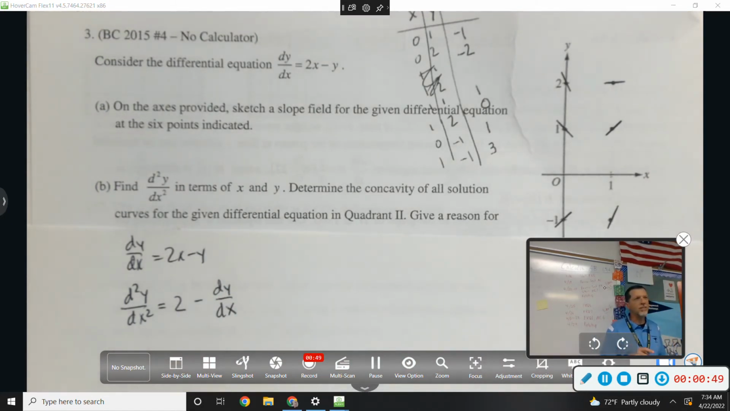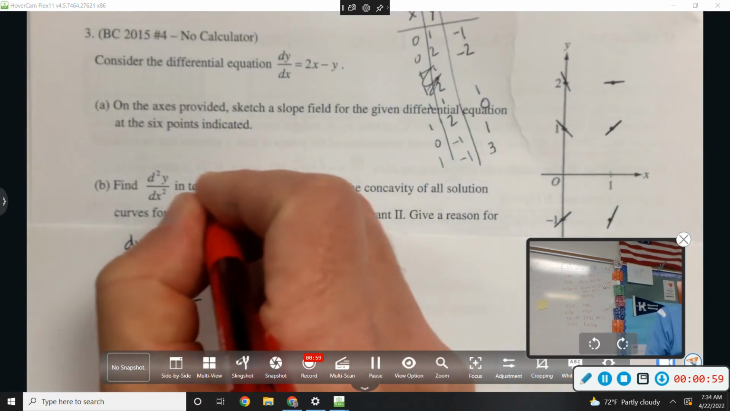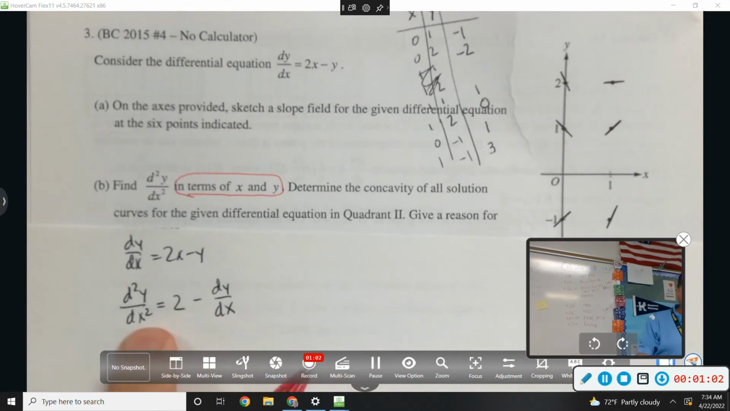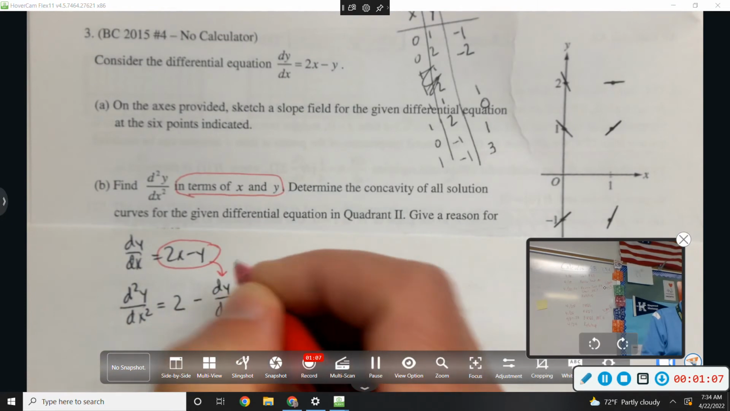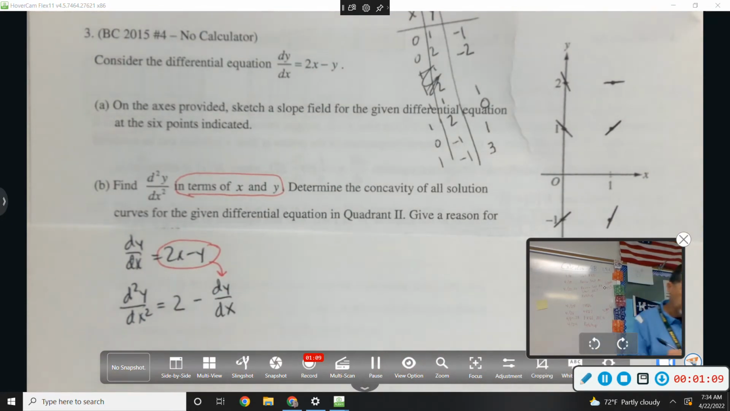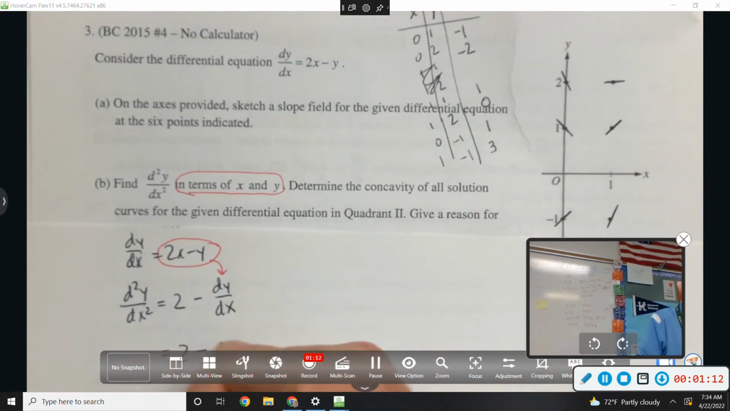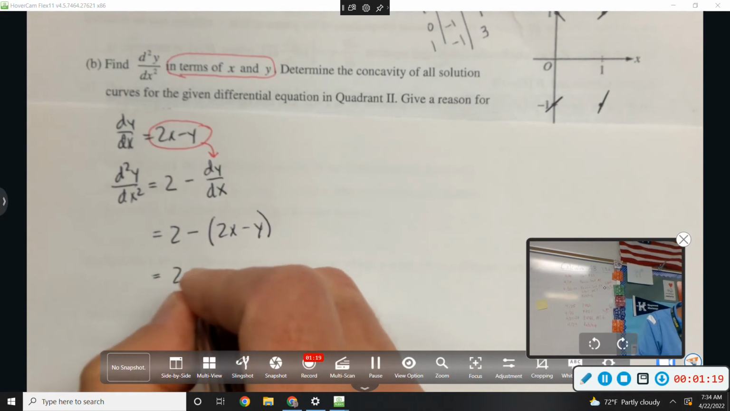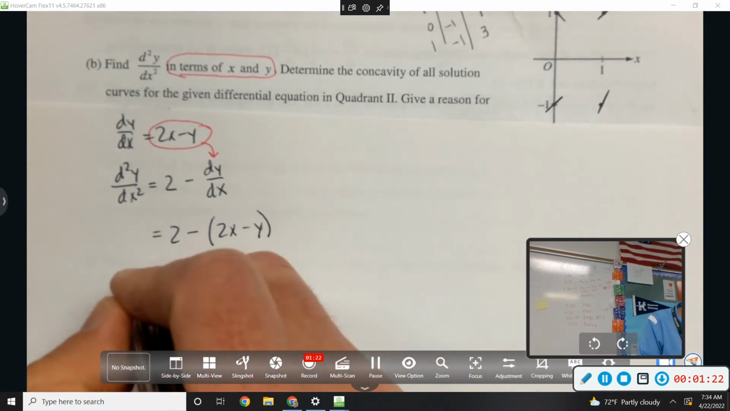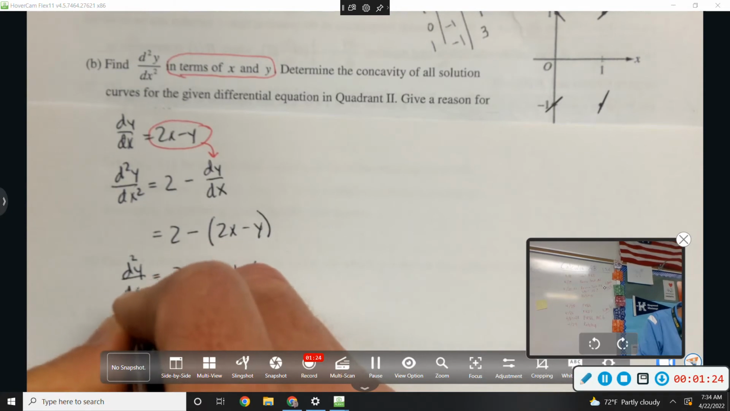What's wrong with that answer? Why is that not good enough yet? Yeah, because it says in terms of x and y. So find the second derivative, done. In terms of x and y means I need to put 2x minus y in for the first derivative. Careful with the minus sign. It's so frustrating when students get their calculus right but mess up distributing a negative.